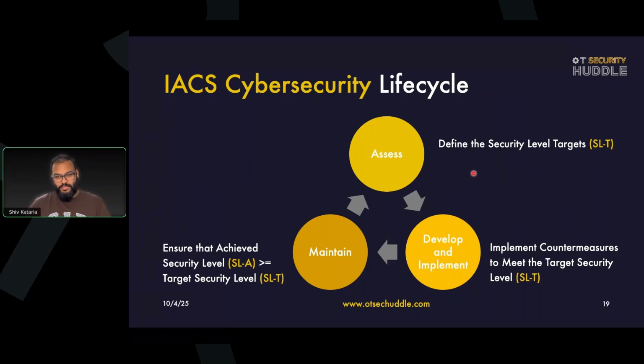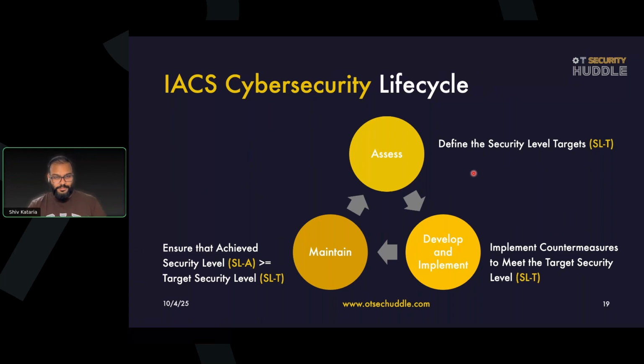Based on the target specifications, you design the security countermeasures, and then you implement those security countermeasures. And then comes the third phase: whatever you have implemented, you want to see whether that implementation is current or it's getting downgraded. It could downgrade due to new vulnerabilities, new weaknesses, new threats, new system introduction, new changes introduced. So you always want the security level that you have achieved to be either equal to or higher than your security level target.